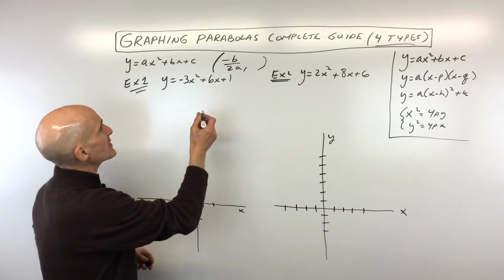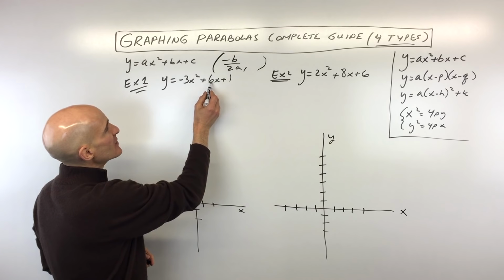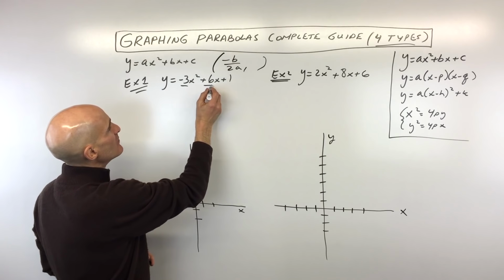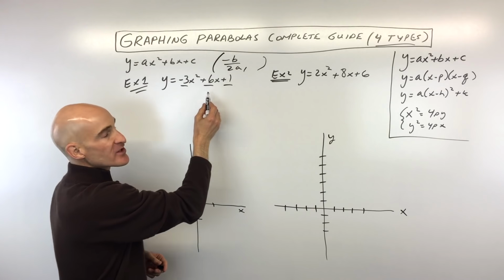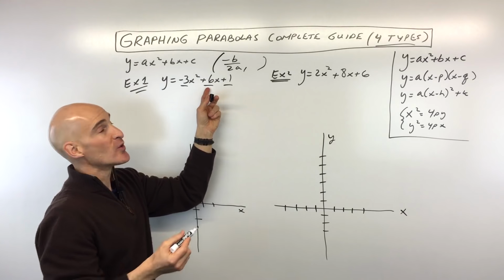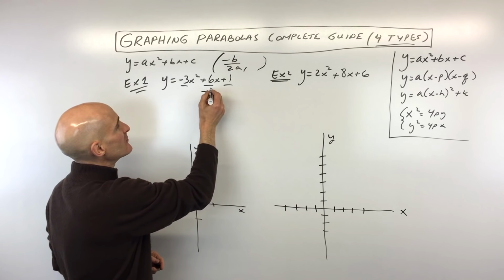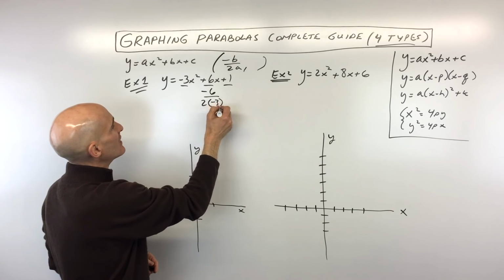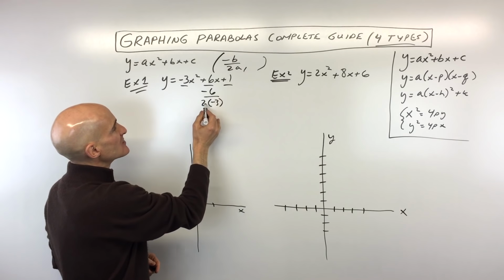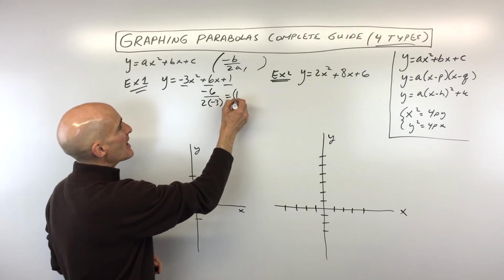So let's go ahead and do that. So we've got the opposite of b. By the way, this is a, b, and c, right? So ax squared plus bx plus c. Unfortunately, this 6 actually looks like a b, but that's just coincidence, right? So it's the opposite of b, so negative 6 over 2 times a, which is negative 3. So negative 6 over negative 6 equals positive 1.